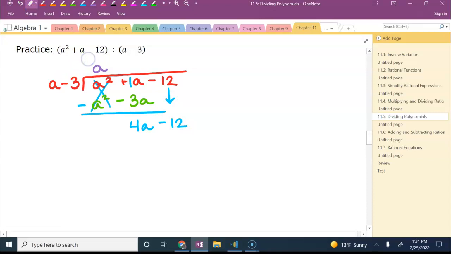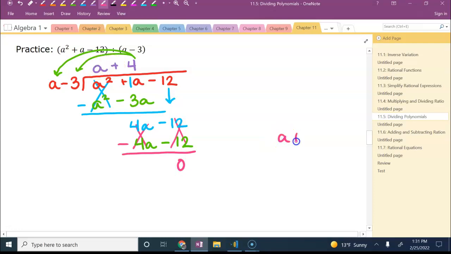So then a, to get to 4a, we take that times 4, so plus 4 up there, and then we distribute once more, and we have 4a minus 12. So again, I'm looking at this. If I subtract, both of these are going to cancel because they're opposites of each other, and we get 0 for a remainder. So that a plus 4 is your answer, no remainder.